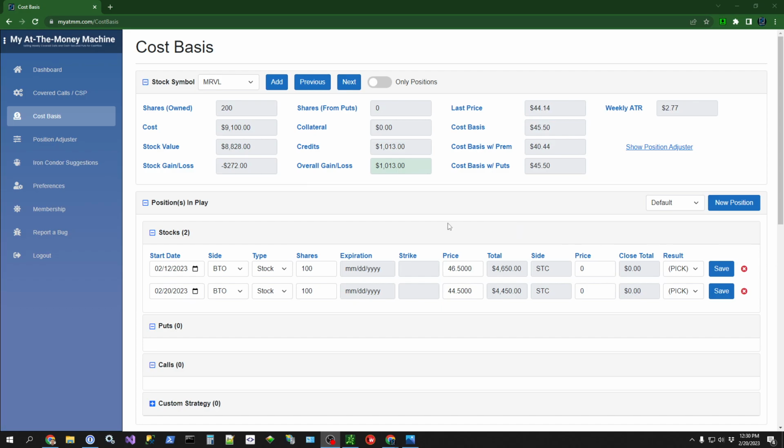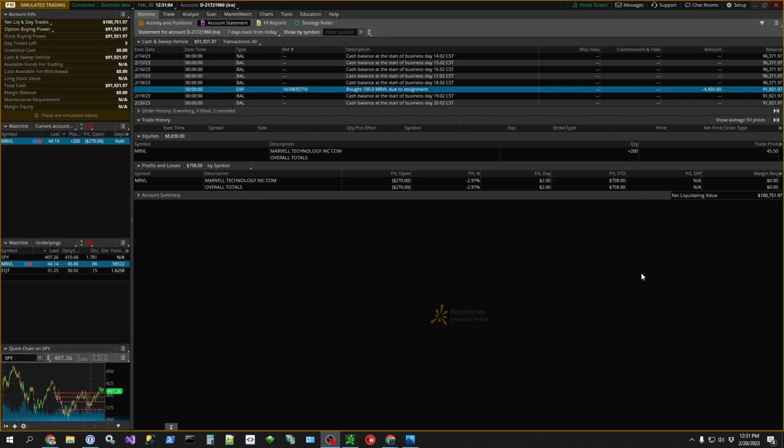So what we need to do right now is go over to Thinkorswim and sell another cash secured put and write two covered calls, since we have 200 shares. So let's go do that. Here we are over on Ameritrade's Thinkorswim, the paper trading account, and I am looking at the account statement. As you can see, here's the transaction where we got assigned on the cash secured put for the 100 shares of Marvell, at $44.50.